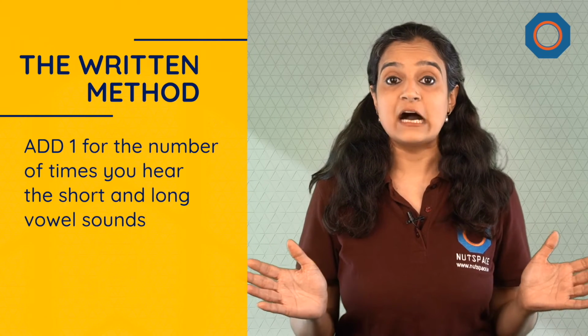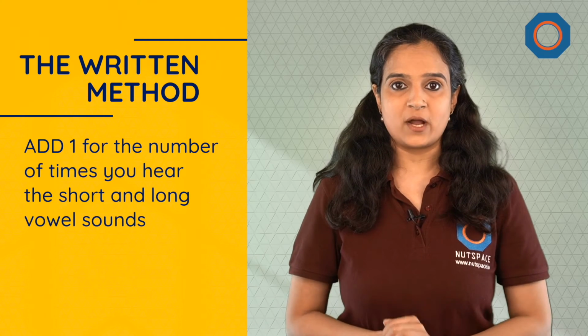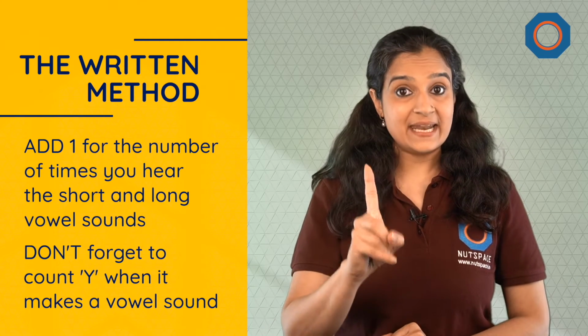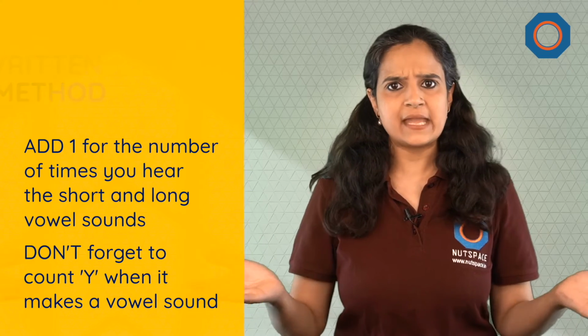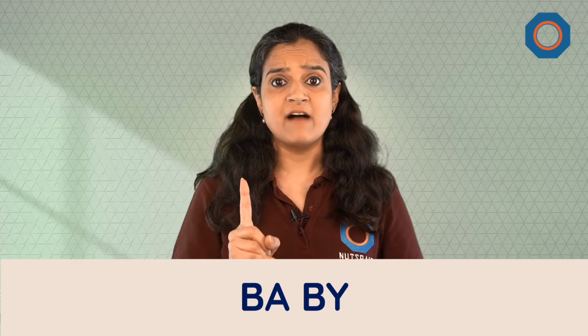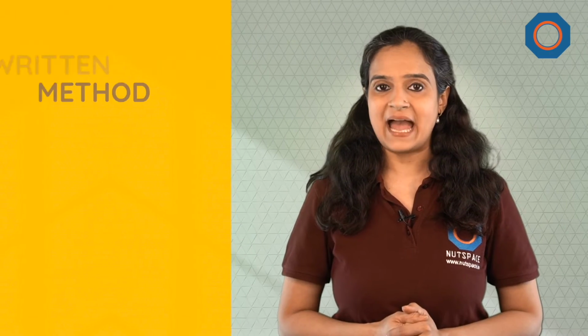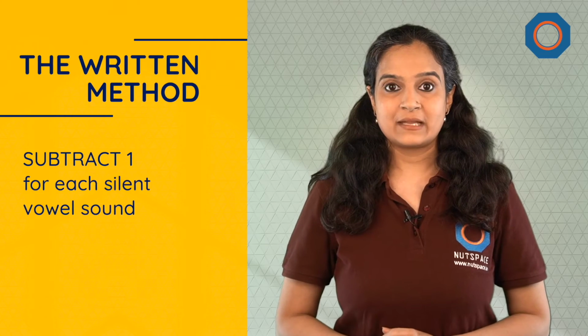The next method is the written method rule. Count the number of vowels A, E, I, O, U in the word. Add 1 every time the letter Y makes the sound of a vowel A, E, I, O, U. Baby. There is only 1 vowel here, A, but we will add 1 since the letter Y is making the sound of E. So the word baby has 2 syllables.